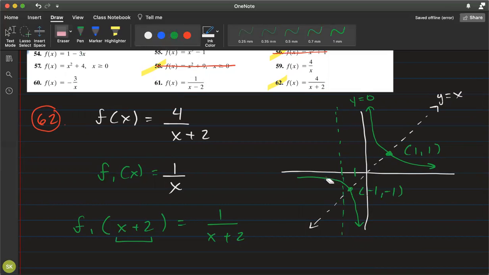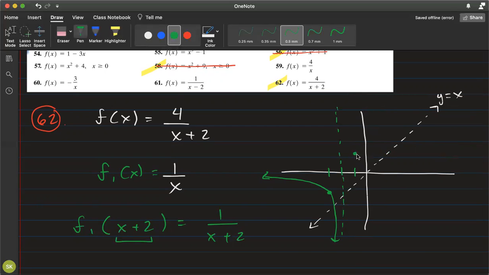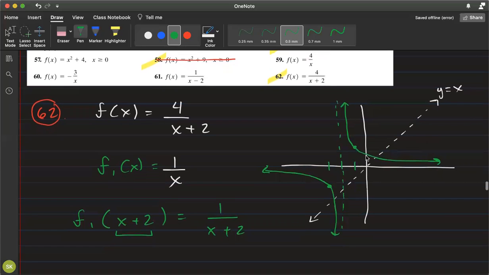And then I'm going to erase this. And that point, which was -1, -1 will now become -3, -1. The graph is going to look something like this. And this point, which was 1, 1, is now going to become -1, 1. So we can get rid of this and draw this line here. Okay. So it's just basically the graph moved over 2 units.